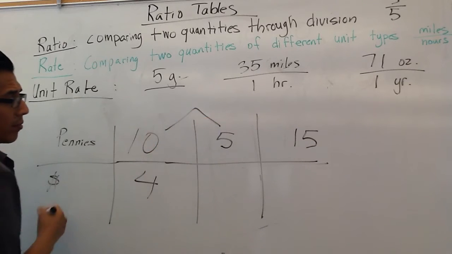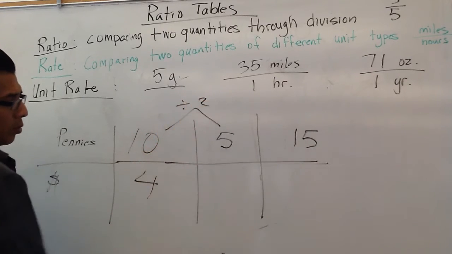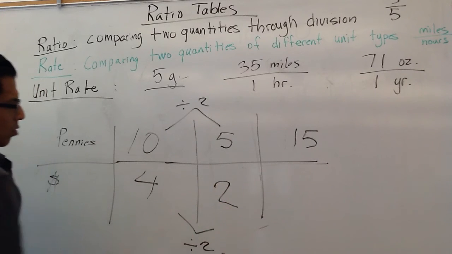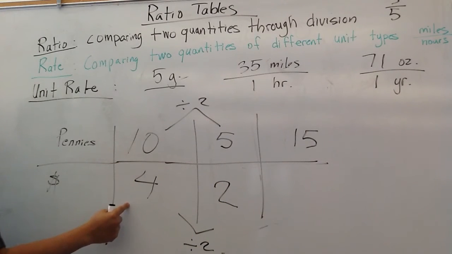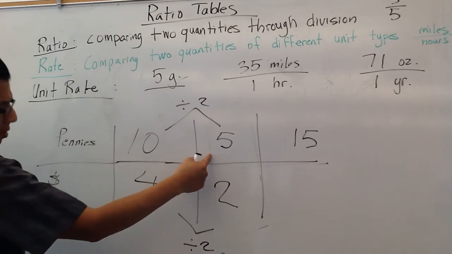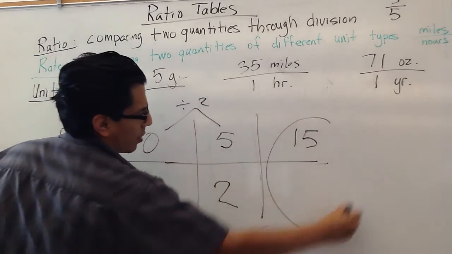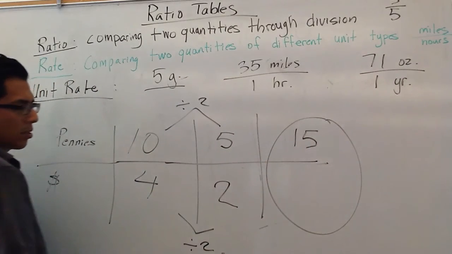Well, how did I go to 5? I divided by 2. So then I must divide the other part of my ratio by 2. So if I have 10 pennies, I'll have $4. Or if I have 5 pennies, I'll have $2. Well, then how can I get to my final destination if I have 15 pennies?